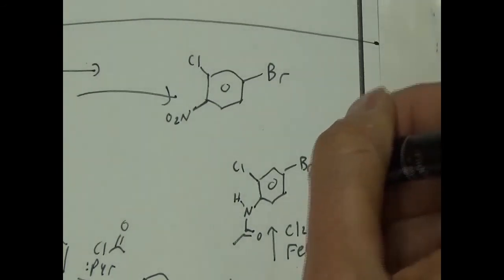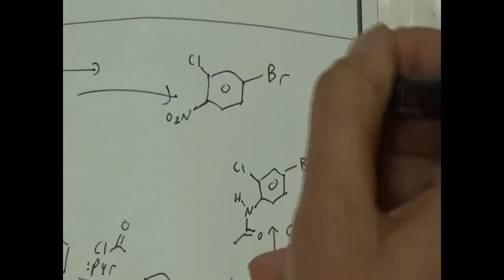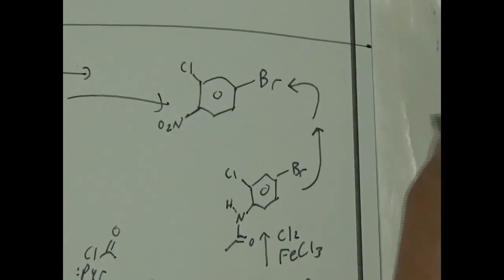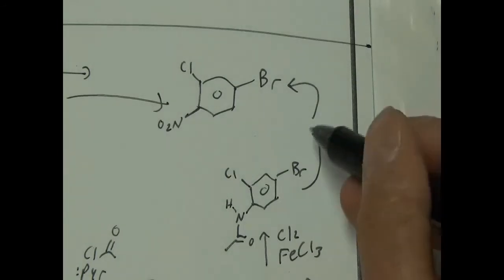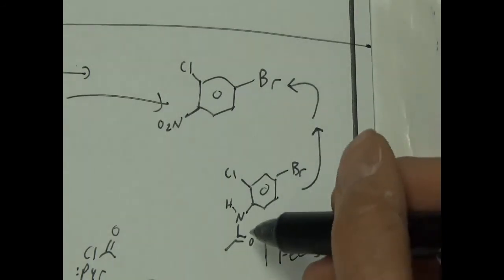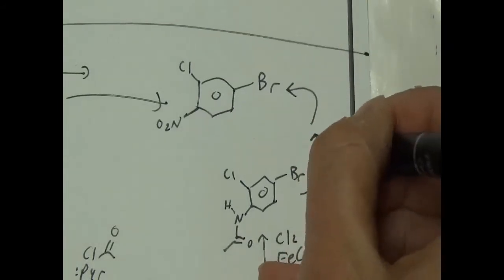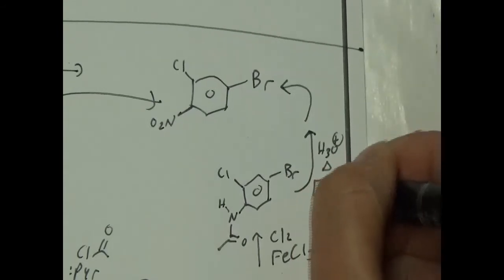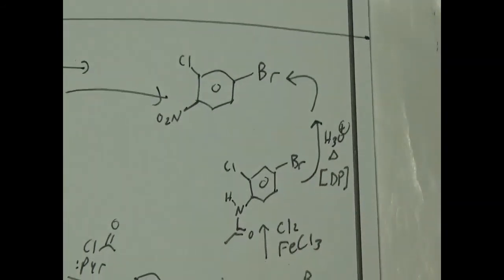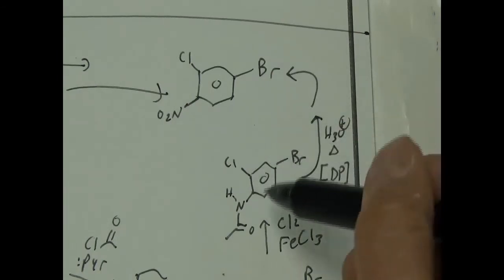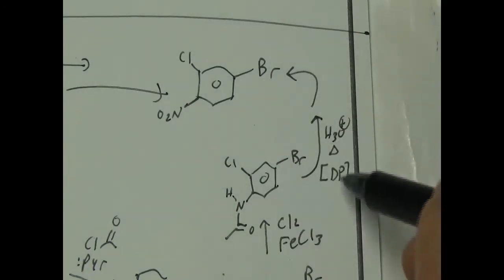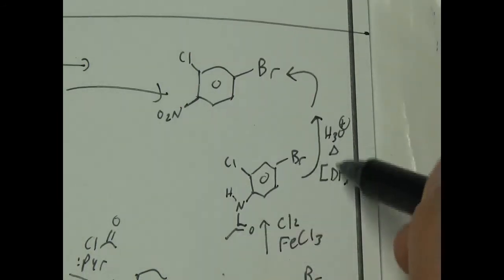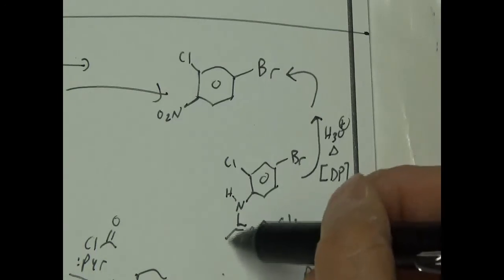Okay, so to do this, I'm actually going to have to abbreviate because I'm out of space. Should have drawn this on a new page. Okay, and I'll use some abbreviations too. You should be able to draw the intermediate right here. First thing is deprotect, so it's acid, H3O plus, maybe a little bit of heat, and bracket DP bracket, deprotect. That turns the amide into an NH2, it deprotects the acetamide.